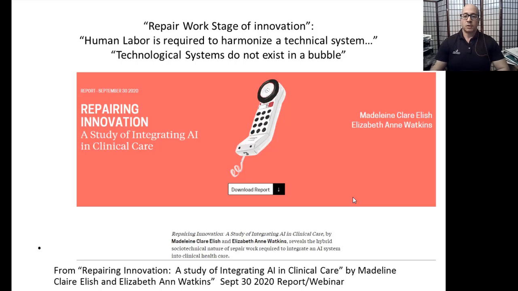Well, I'll give you an example. So here is a product that was developed and they're in the repair stage. A repair stage, and we'll talk more about that a little bit, is when you're in the middle, before release of an idea, that you add human labor as a way to harmonize a technical system. And what does that mean? When it's going out to be used by people, you have to look at your product again. What is missing? What doesn't work? What was left out? And technological systems do not exist in a bubble.